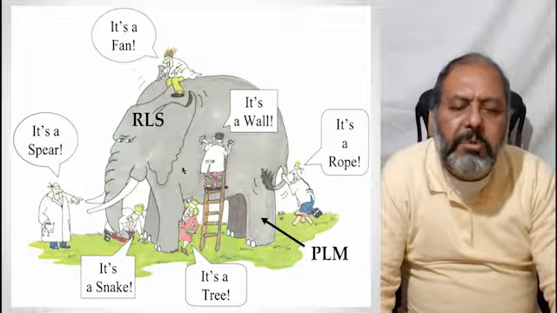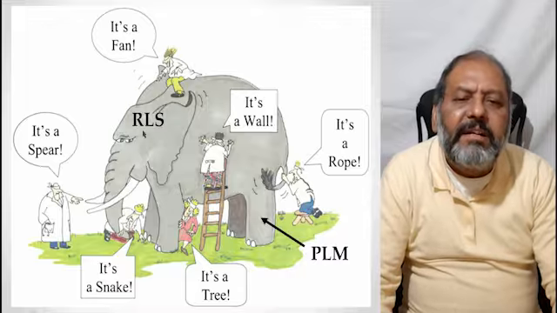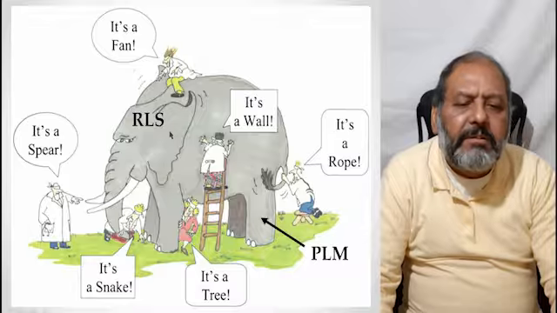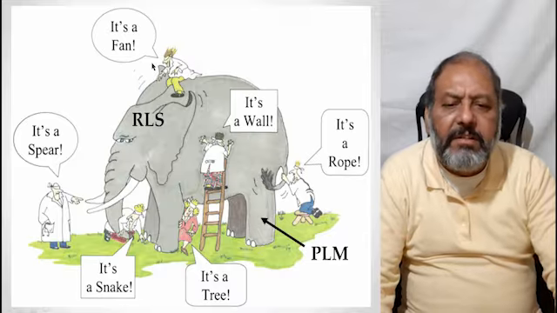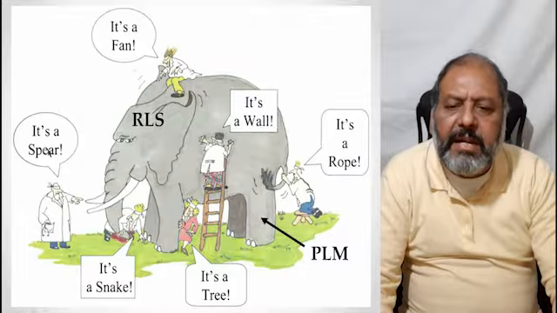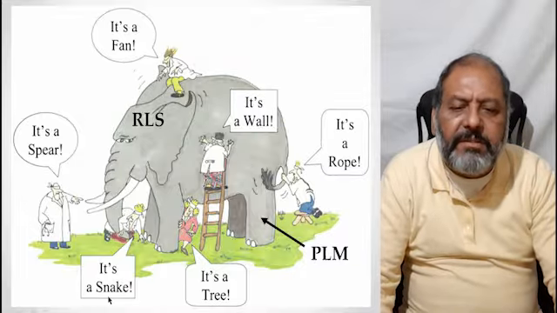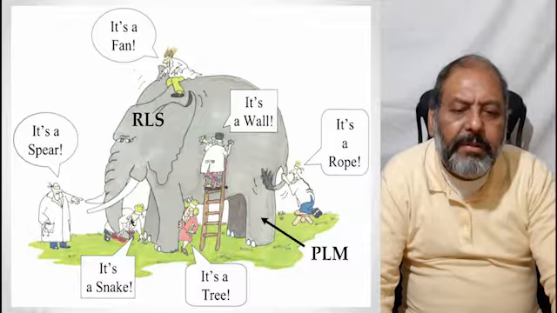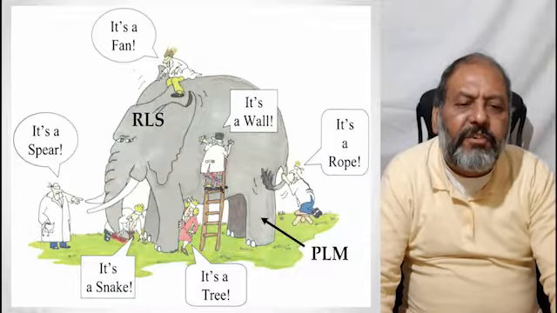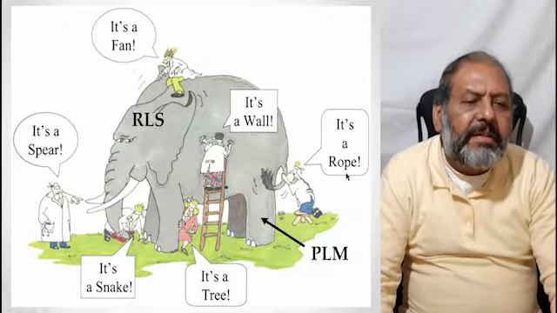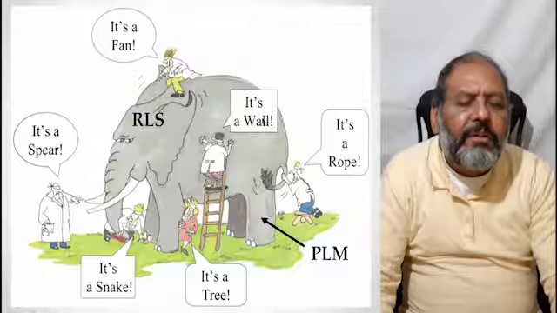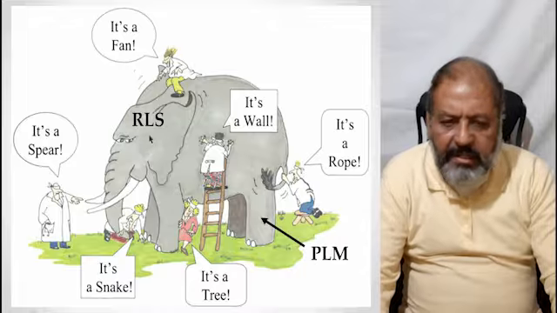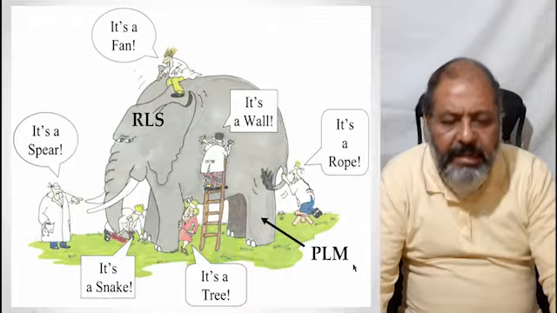So, a person can describe the RLS feeling in different ways. Some say it is a fan. Some say it is a spear. Some say it is just like a snake. Some say it is like a tree, and then it is like a rope. So all these are the descriptions of the feeling the patient has in RLS and in PLM.